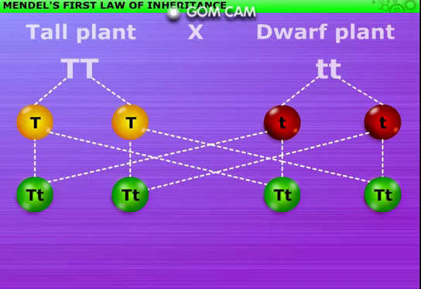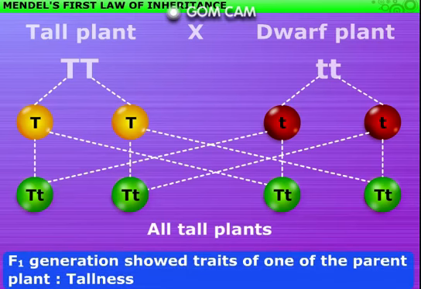On crossing, all the new plants inherit a capital T and a small t, in which capital T is dominant. So, all the plants produced are tall plants. From this experiment, Mendel concluded that F1 generation showed traits of one of the parent plant, that is, tallness.